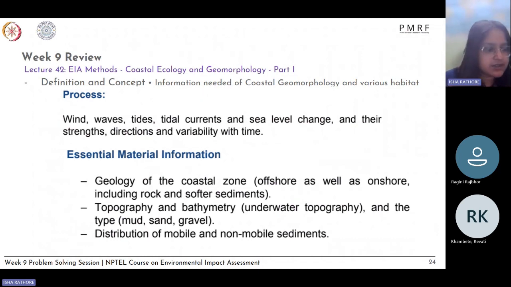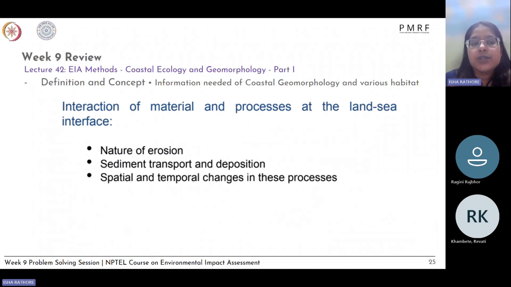So sometimes waves and tides carry sediments with them and carry them back. So you have mobile and non-mobile sediments. So you look at that distribution as well. So these are data which you collect. Then you also look at the interaction of material and process at the land sea interface. So you look at what is the nature of erosion which is happening, how is the sediment transportation and deposition happening, what are the processes, how it's moving with the flow of the water. And you look at the spatial and temporal changes in these processes over time.